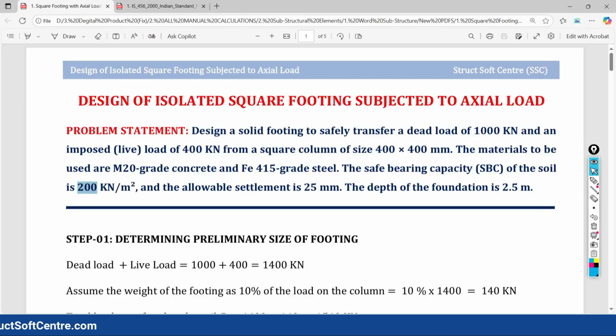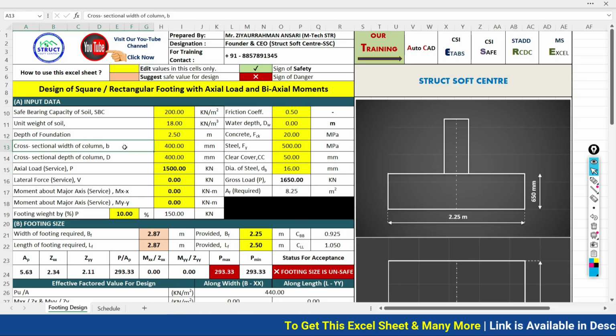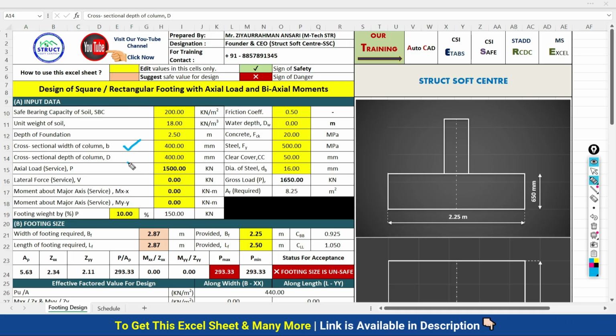Depth of the foundation is also given as 2.5 meter, so we are going to write 2.5 meter. What is the size of the column? Our column is square size, so it is 400 by 400. Width of the column and depth of the column, both things we have to define here.